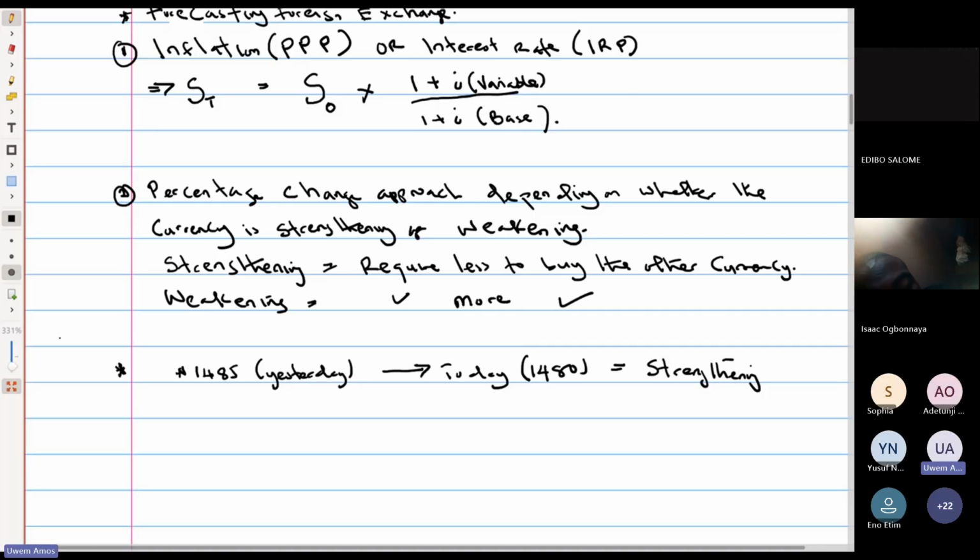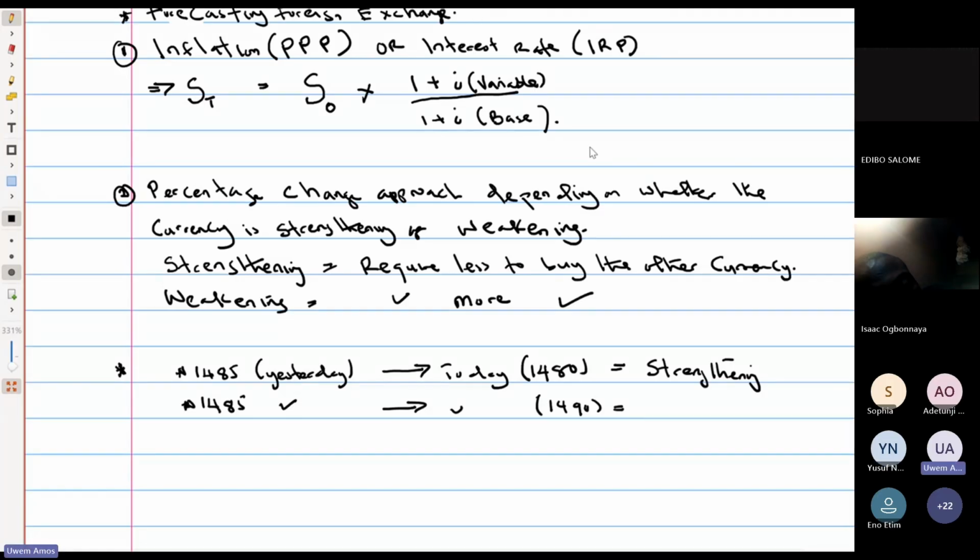Now, if yesterday it was 1,485 and today it is 1,490, what do we say? The Naira is what? We need more Naira to buy dollar. So what do we say? It's weakening. It's weakening against the dollar.